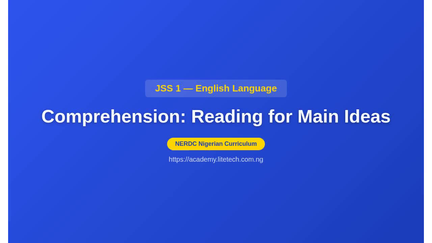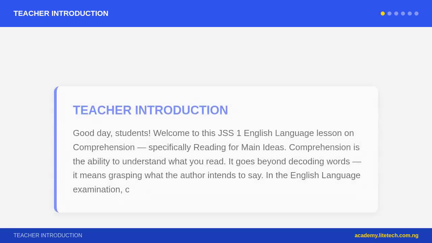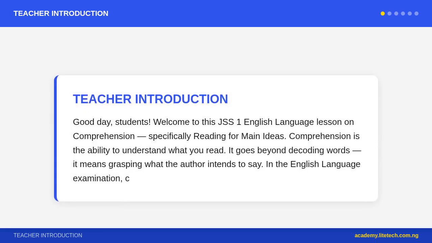Good day, students. Welcome to this JSS 1 English language lesson on comprehension, specifically reading for main ideas. Comprehension is the ability to understand what you read. It goes beyond decoding words, it means grasping what the author intends to say. In the English language examination, comprehension carries significant marks.